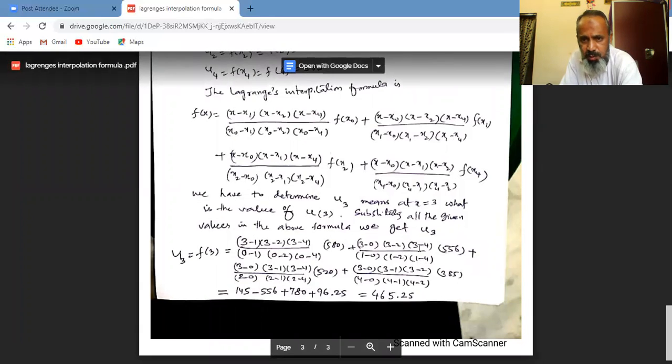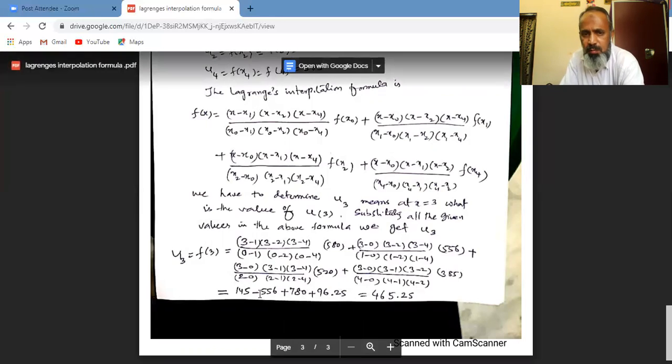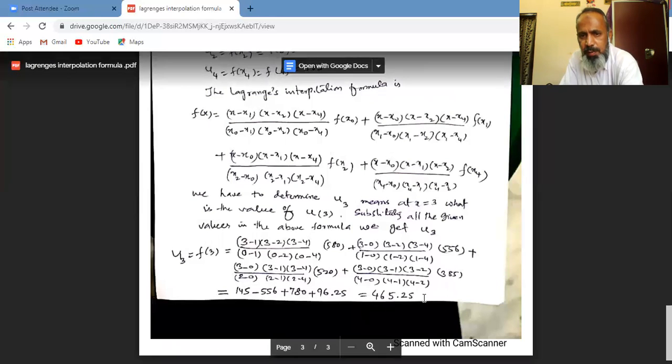So after substitution, the first term will become 145, the second term will become minus 556, the third term will become 780, and the fourth term is 96.25. So after calculation, we get this value as 465.25. So this is u3, 465.25.